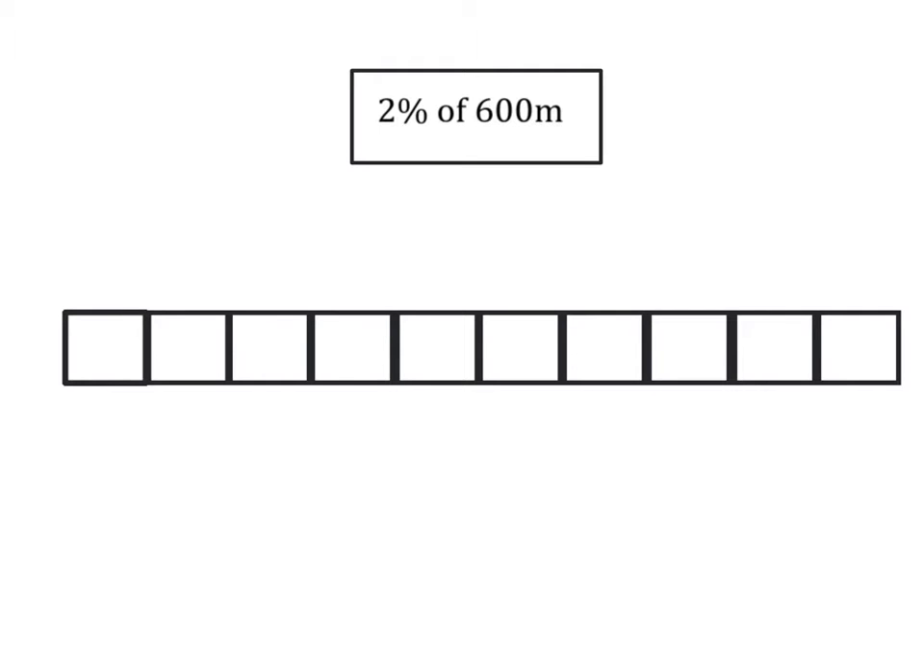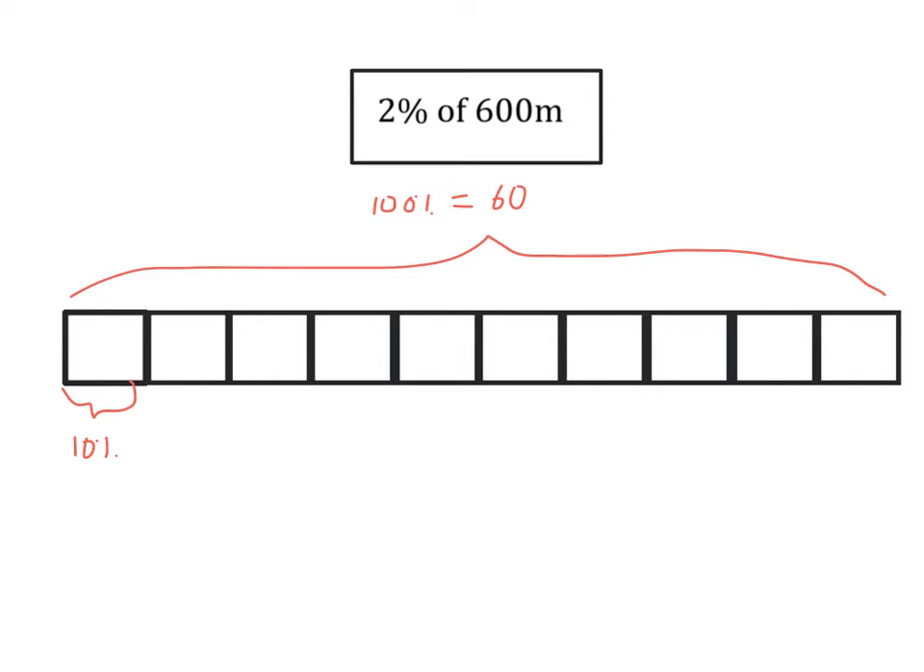So we're going to find 2% of 600 metres. Here's my bar with 10 boxes. All these 10 boxes represent 100%. Each of the boxes is actually 10%. And that 100% this time is 600 metres. So 100% is 600 metres.